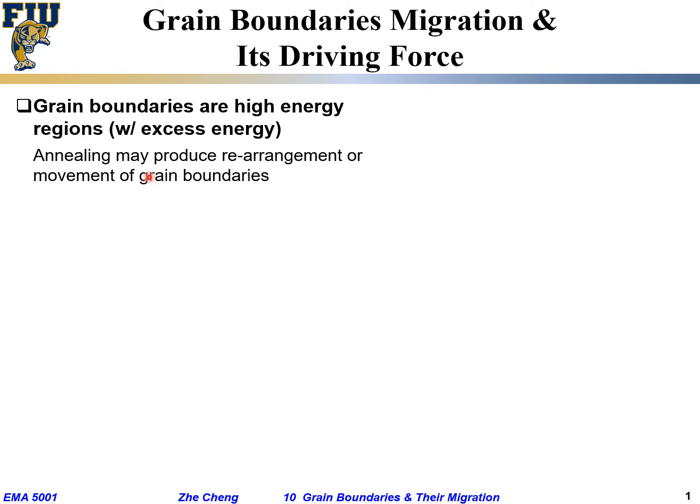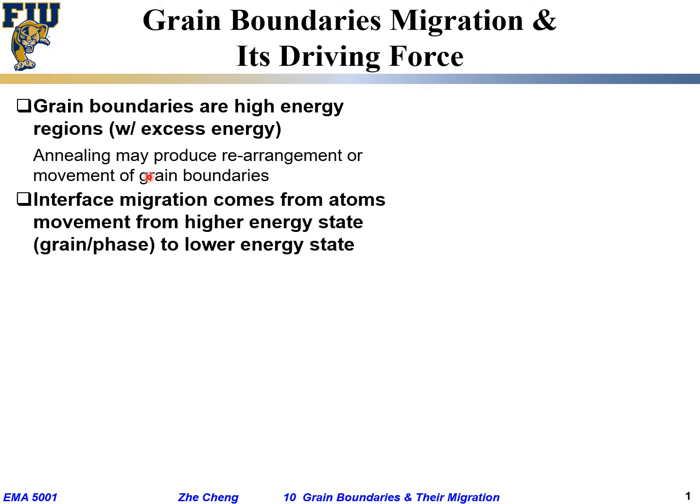as you would observe when you heat up a polycrystalline material. Typically, if you start with small grains, they would grow. When grains grow, what happens to the grain boundary? The grain boundary has to move, right? So fundamentally, we are going to deal with the motion of the grain boundary, and fundamentally speaking, the interface motion in this case is driven by the atoms moving from a high energy state to a low energy state.